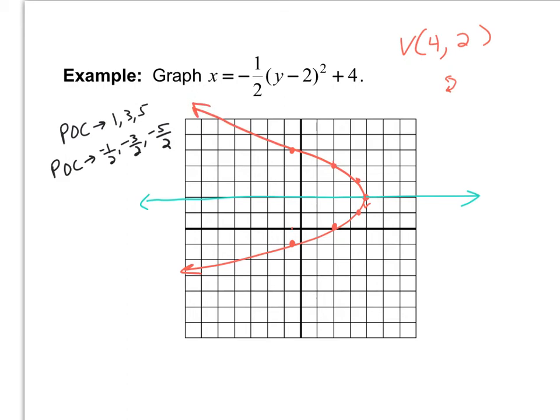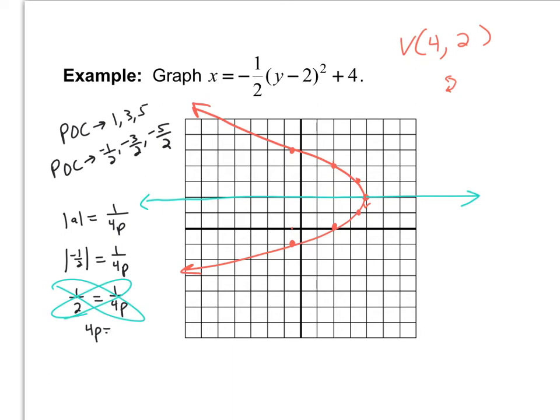And now I'm going to look for the focus and the directrix. So I'm going to do the same thing I did before. My equation is the absolute value of A equals 1 over 4p. My value of A is negative 1/2. And when I clean that off, I get a positive 1/2 must equal 1 over 4p. Easiest way to solve this is by using cross products. I get 4p equals 2, divide by 4, and p equals 1/2.